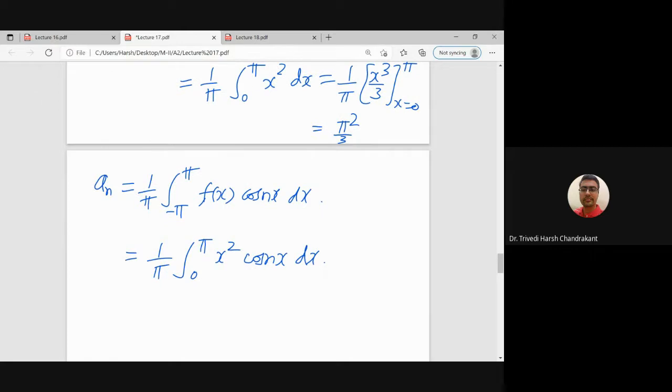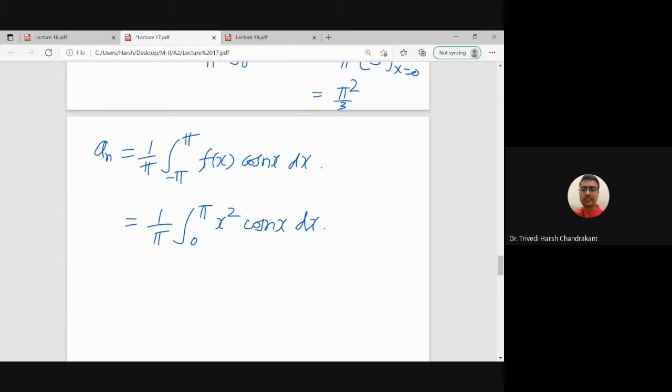Now, if you want to integrate this function, we need to use the generalized version of integration by parts, that is known as the Leibniz formula. It says that we need to differentiate the function whose derivative will be 0 after some time. We know that the derivative of x square is 2x, and differentiating again, the derivative will be 2. So we shall keep differentiating the first function and keep integrating the second function. So we shall get x square times the first integral of cosine nx, which is sine nx divided by n.